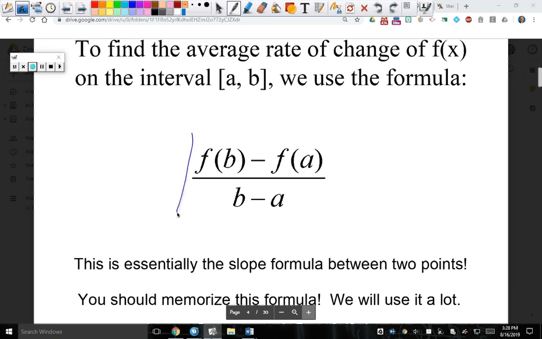You've seen this equation: y2 minus y1 over x2 minus x1. Can someone tell me what it is about this equation that makes it an average rate of change? Don't be scared to make a mistake. What is it about this equation that makes it an average rate of change?